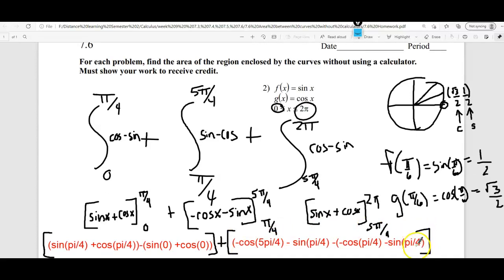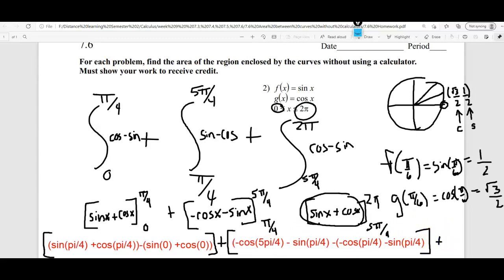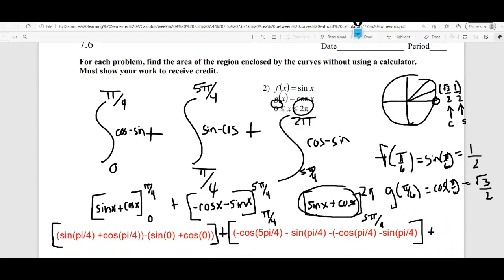And I'm still running out of space. All right, so we need to do the same thing with this one here. Type it really tiny or something. Got the idea. I'm still going to go ahead and squish it in here a little bit.